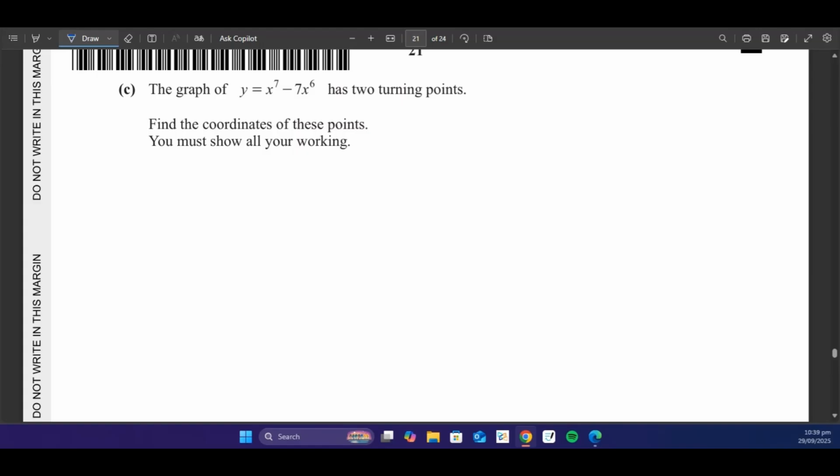Alright. The graph of y equals x^7 minus 7x^6 has two turning points. Find the coordinates of these points. Okay, you must show all your working. Okay, so dy/dx is the gradient. We're going to place it equal to 0. The differentiation of y equal to 0.